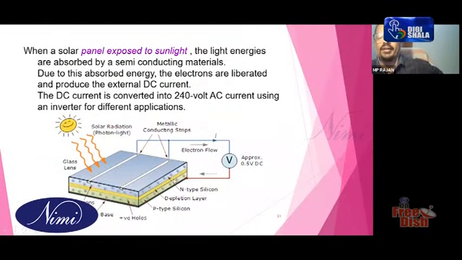Again, they get combined, and as long as sunlight is there, the formation of new holes and electrons, electron flow, and recombination is continuously happening.